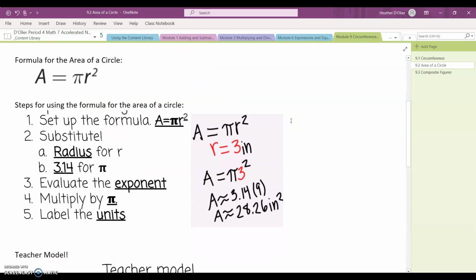So we have our steps for this. Set up the formula: area equals pi r squared. Substitute your radius for r. Sometimes you may need to do some other things in order to do that, but then evaluate your exponent, multiply by pi, and label your unit.